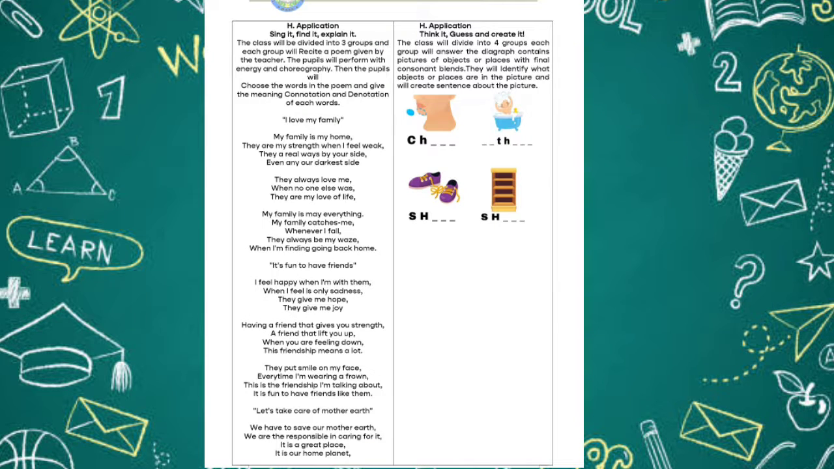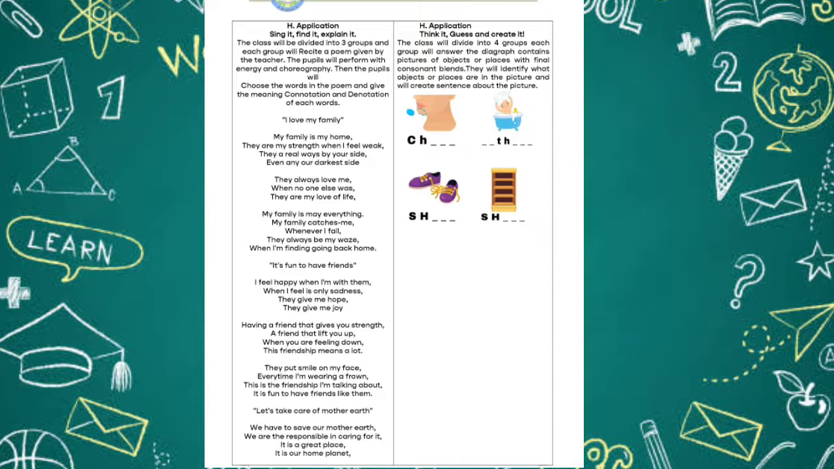The application in the grade 4 column is sing it, find it, explain it. The class will be divided into 3 groups and each group will recite a poem given by the teacher. The pupils will perform with energy and choreography. Then the pupils will choose the words in the poem and give the connotation and denotation meanings of each word.